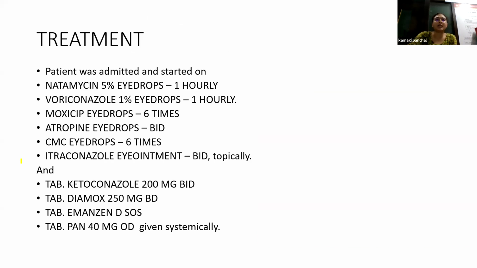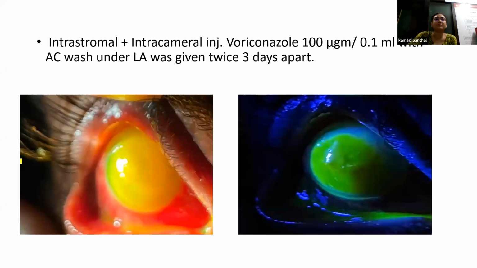In treatment, the patient was admitted and started on natamycin 5% eye drops 1 hourly, voriconazole 1% eye drops 1 hourly, with antibacterial, cycloplegic, and lubricating eye drops, and systemically tablet ketoconazole 200 mg BID was started after the liver function test came negative, and LFT was performed 2 weekly thereafter. Systemic anti-glaucoma medication and analgesics were also given.